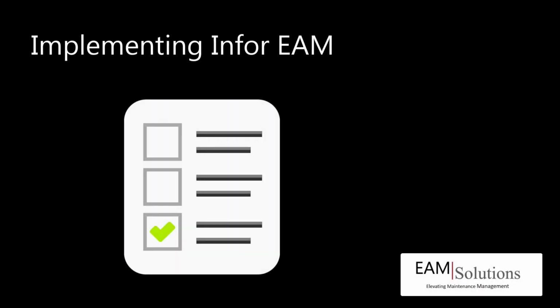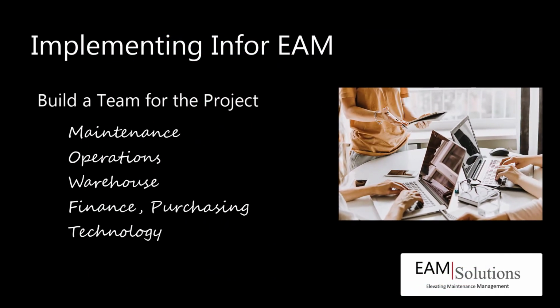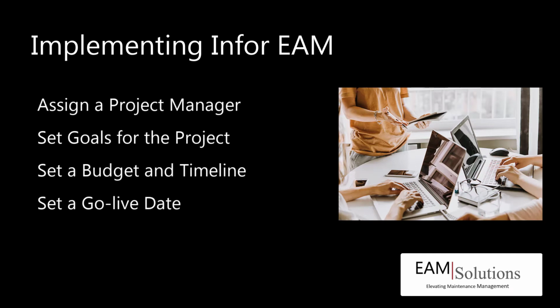Our EAM implementation plans start with the same basic elements, activities we have found to be essential to a successful project. First, you need a team to help decide on how Infor EAM will fit your business, and this team will need to help build clear business process charts defining use of EAM. Next, you need to establish clear goals, objectives, and a budget for implementing the system. Key to this is a reasonable go-live date for the software.